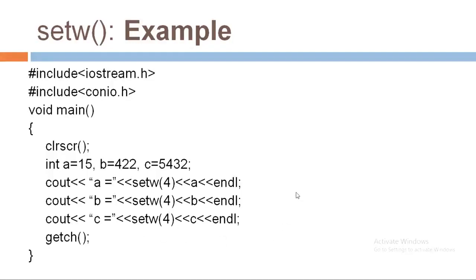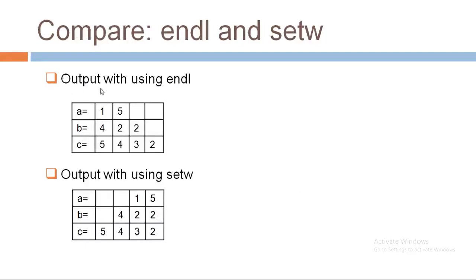Now let's compare the output of endl and setw. Here the first table is showing the output of the endl manipulator, in which each and every variable's value is displayed on 3 different lines. But what is the difference between endl and setw? Here also the output is displayed on 3 different lines because we used endl in both programs. But as we are using setw, the value of a particular variable is displayed within the width specified with the setw function and in a right justified manner.